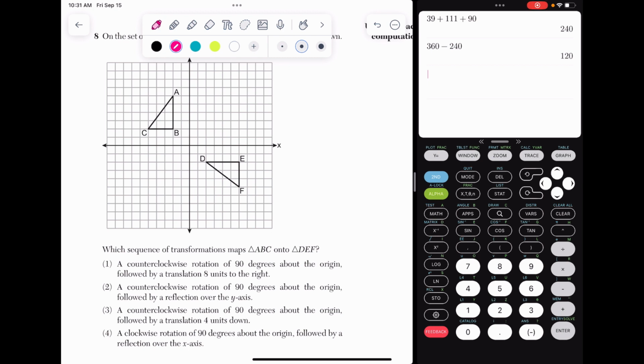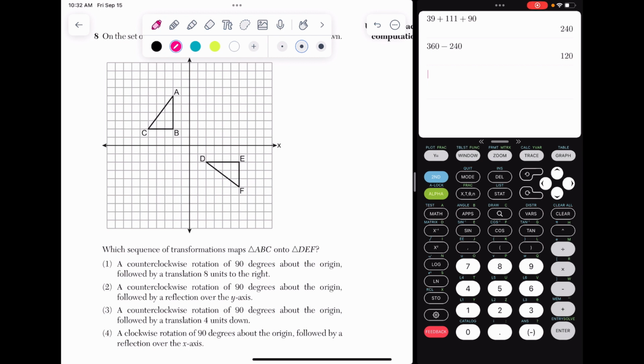However, when I do look at those answer choices, I notice they all start the same way. A counterclockwise rotation of 90 degrees about the origin. The first 3 of the 4 answer choices have that, and choice 4 has clockwise. So let's start with the idea that it's probably a counterclockwise rotation of 90 degrees to start. Okay, so that basically means I'm rotating this triangle about the origin 1 quadrant over.